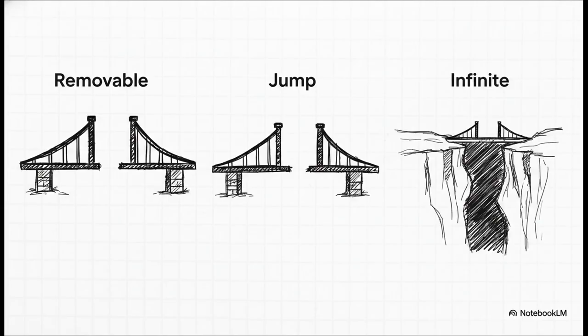The first one, removable, is kind of like a bridge with just one plank missing. You could easily fix it by just defining that one missing point. A jump is where the two sides of the bridge don't line up at all. And an infinite discontinuity, that's like a path that leads right to the edge of a bottomless canyon.